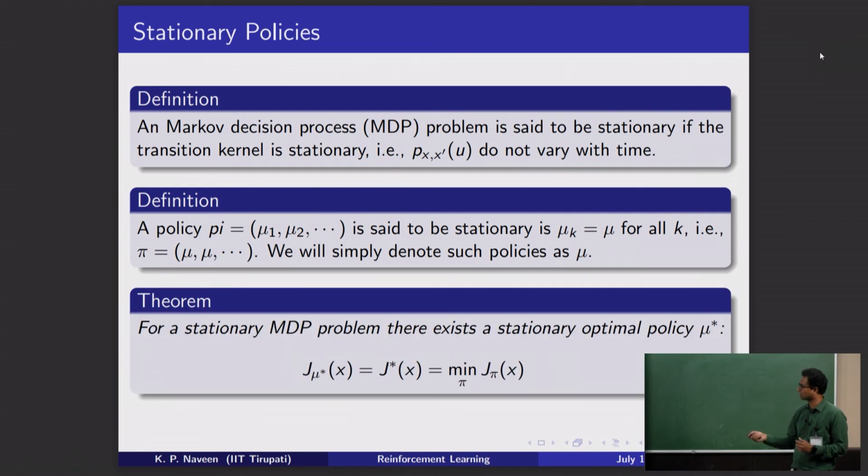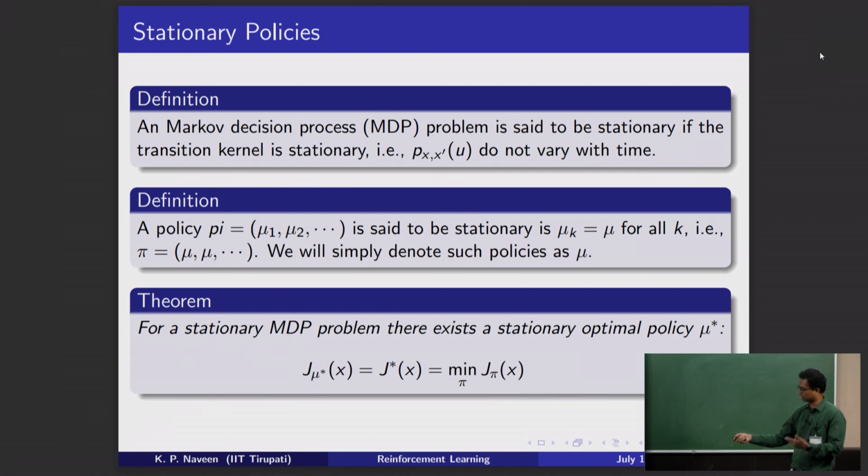So here is the result. There is a theorem which says that for a stationary MDP problem, there is an optimal stationary policy. You need not look everywhere, you just look for one stationary policy, and that is going to be optimal. That's a very important result. It will reduce a lot of our work. I'll define the cost of that stationary policy as J mu star, where mu star is that stationary policy.